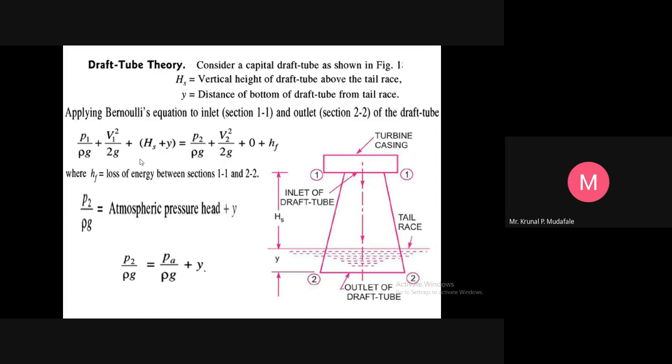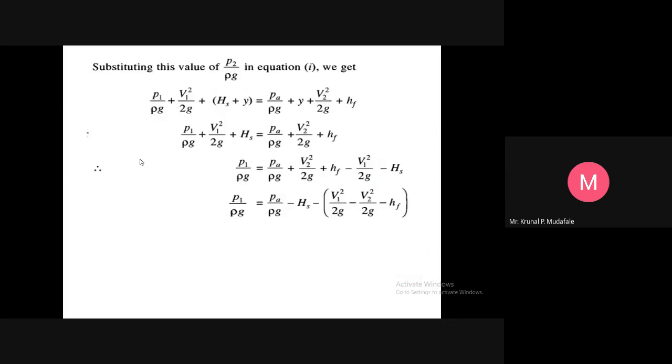How much is the vertical distance of the bottom of the draft tube from the tail race, and all. That can be calculated by substituting the value of P2 by rho g in equation 1. You will get P1 by rho g plus V1 square by 2g plus the bottom equals PA by rho g plus y plus V2 square by 2g plus HF. That means the pressure at the outlet of the draft tube equals the atmospheric pressure plus the distance from the bottom to the tail race, right? From the tail race to the bottom.